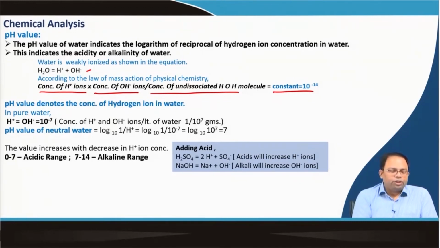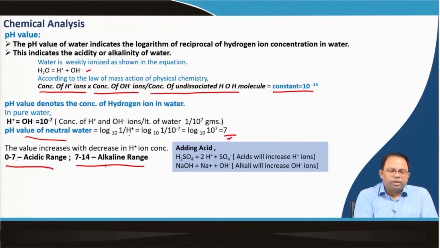So, usually we assume that the pH value of neutral water is where H+ and OH- ions are of the same order, that is 10 to the power minus 7, and pH value is basically the log of the reciprocal of hydrogen ion concentration, which comes to around 7. So, the pH value of neutral water is 7. Between 0 and 7 is the acidic range, and 7 to 14 is the alkaline range. If it is more than 7, that means more OH ions are present, so it is basic or alkaline.